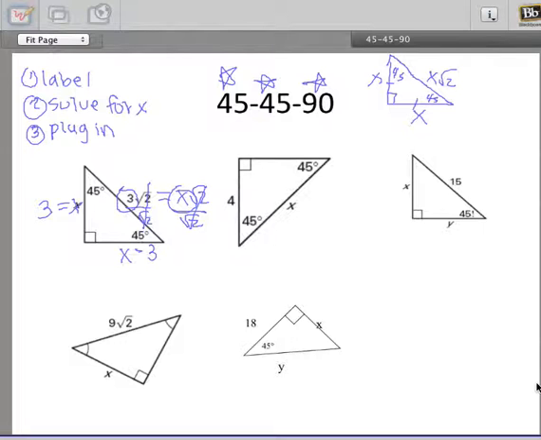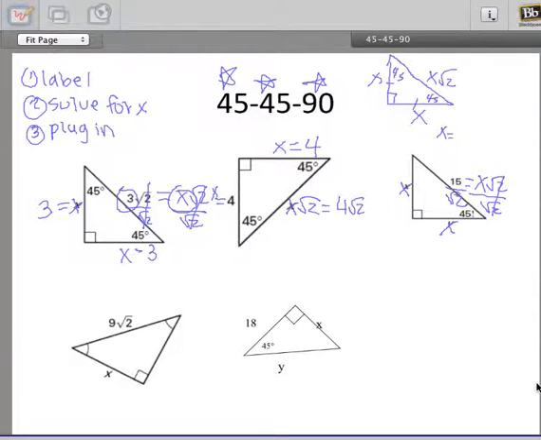Same thing on this one. Label your sides. This one is the x, and this one is the x radical 2. So if x equals 4, then I can plug in 4 here and 4 radical 2 here. Okay. Try a tricky one here. Label our sides. This one's x, this one's x, and this one equals x radical 2. Solve for x. To get x by itself, we divide by radical 2 on both sides.